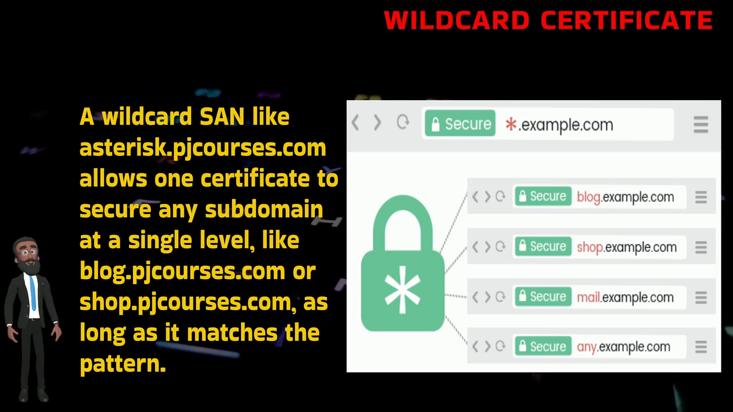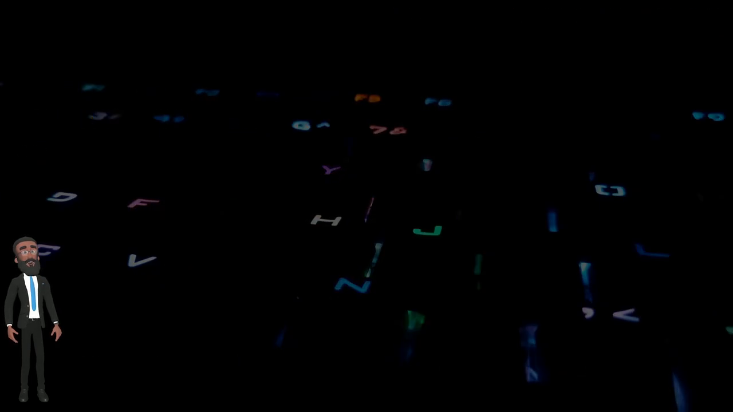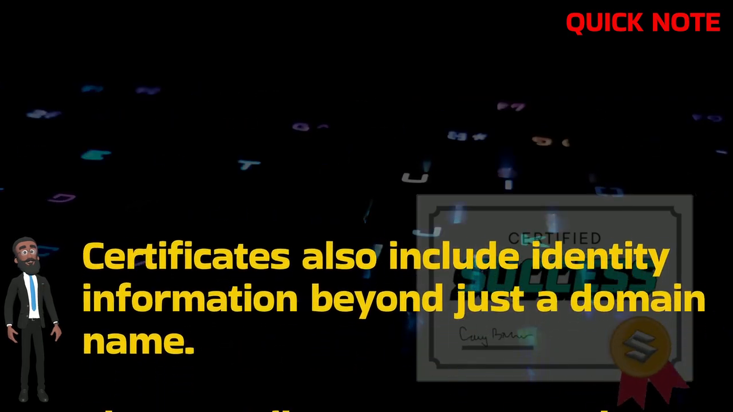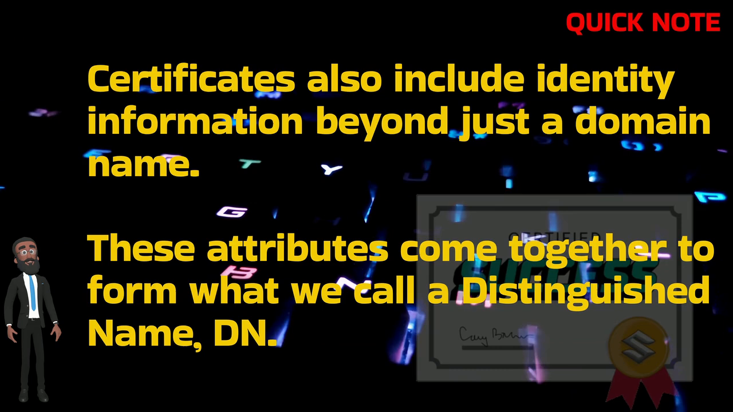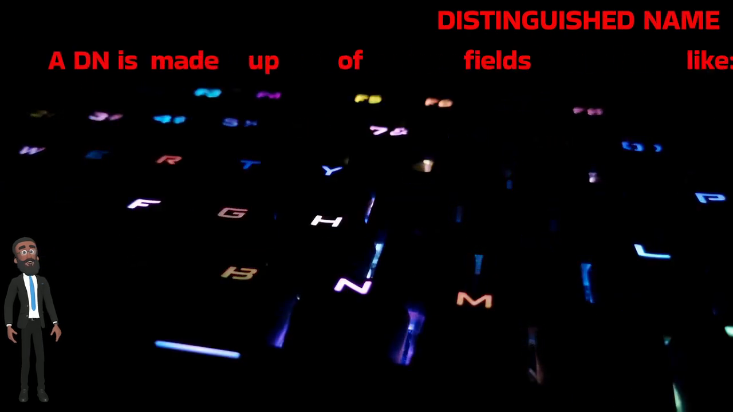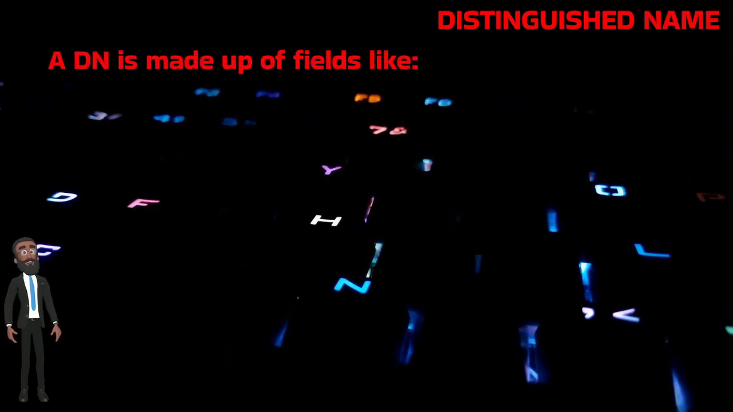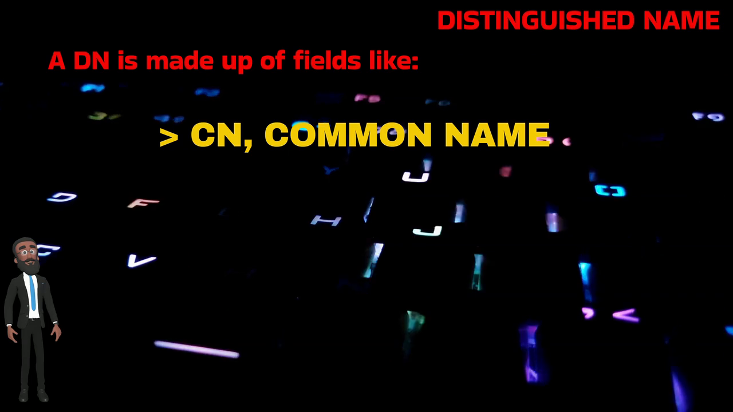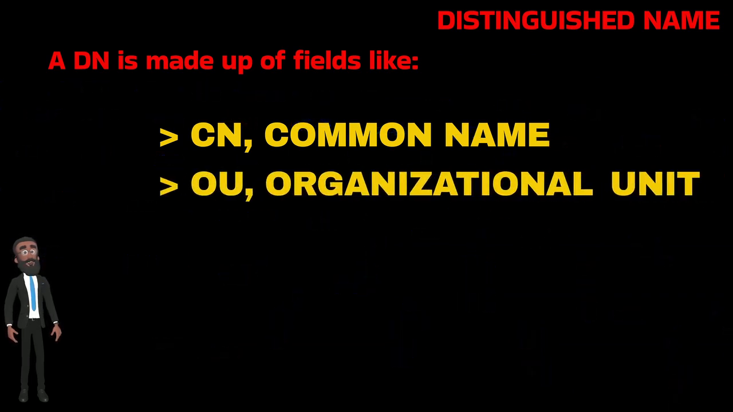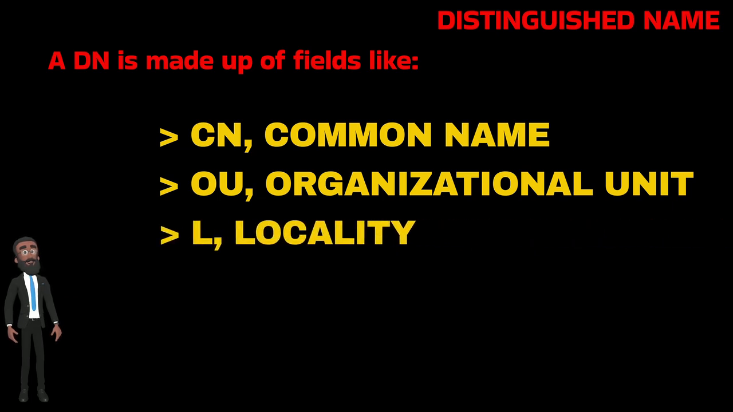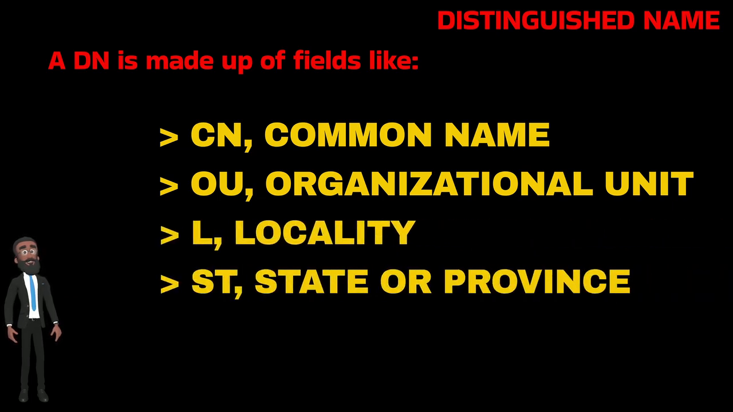All right. I need you to also know that certificates include identity information beyond just the domain name. These attributes come together to form what we call a distinguished name, DN. A DN is made up of fields like CN, common name, we just talked about that. It includes a field labeled OU, organizational unit, L, locality, meaning your city, ST is your state or province, and C is for your country.